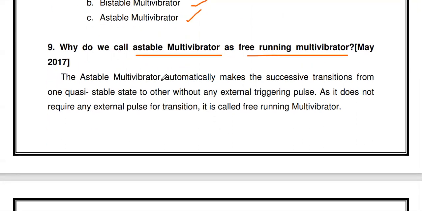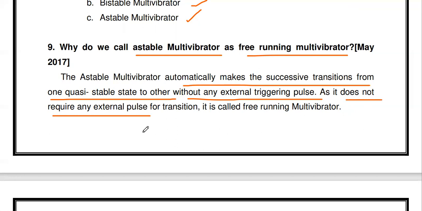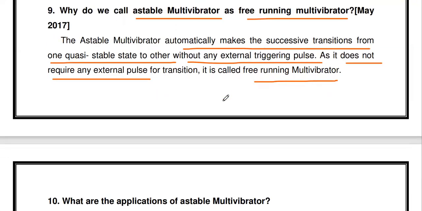But in astable, without giving any external trigger pulse, the astable multivibrator automatically changes its quasi-stable state from 1 to 2 and 2 to 1. It produces the square waveform. So the astable automatically makes successive transitions from one quasi-stable state to another without any external trigger pulse. As it does not require any external trigger pulse for transition, it is called a free running multivibrator or free running oscillator. Okay, so it's an important question.